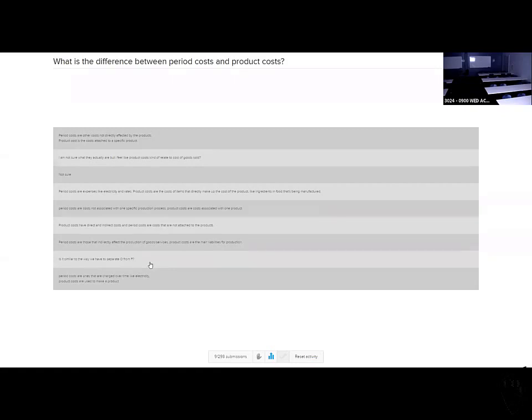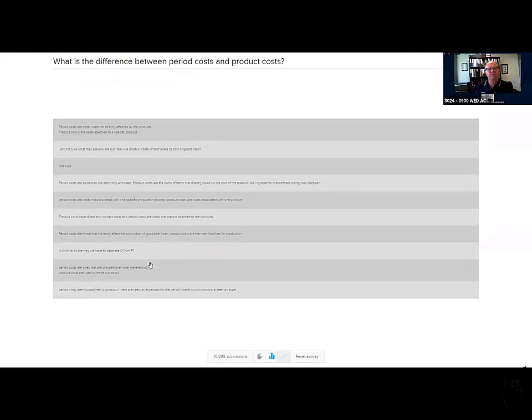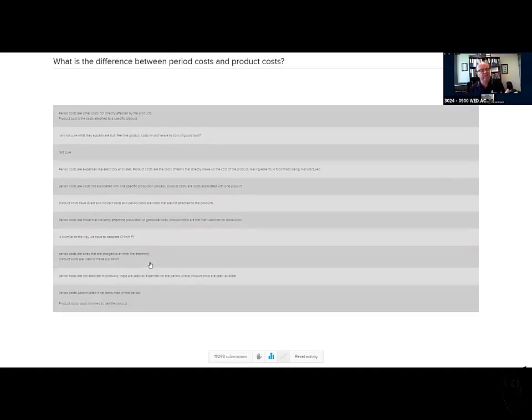Not sure. Period costs are expenses like electricity and rates. See, you've got to get beyond just thinking of the concept with examples. The reason for that is all these examples could be period or product costs depending on the situation. So you have to go a little bit deeper than just having a few examples of what might often be a period cost, or might be a period cost for your firm, but mightn't be for another. What is a period cost?